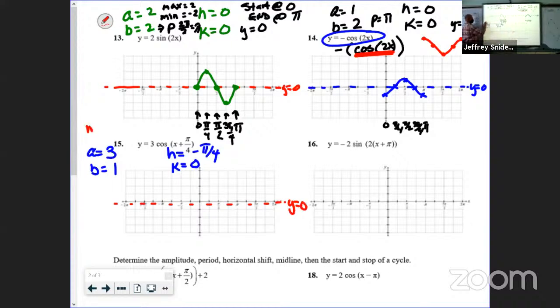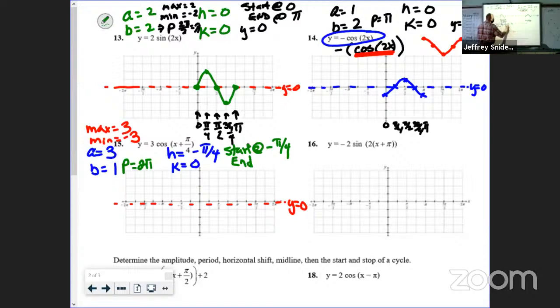Okay? What's my max value going to be? 3. My min's going to be -3. Here we go. Where's it going to start? At -pi/4. All right, great. What's the period? 2 pi. Where is it going to end? It's going to end at -pi/4 plus 2 pi. Which is what? 3 pi/4. That's where it's going to end at.